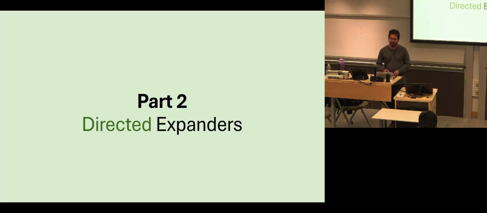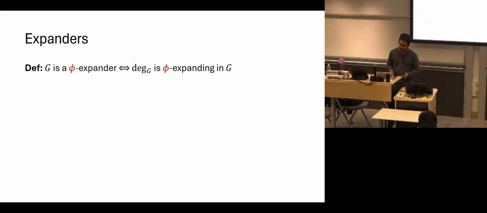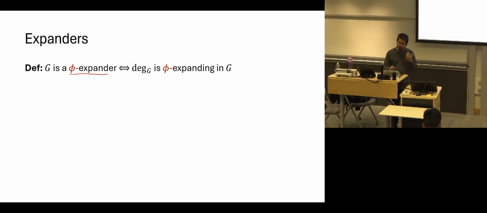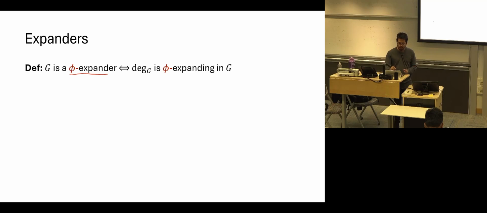Okay. Now I can talk about expanders. What are expanders? Well, just like before, I just say that the directed graph is a phi expander if the node weighting is phi expanding. It can be cut expanding or flow expanding. This is just the same.